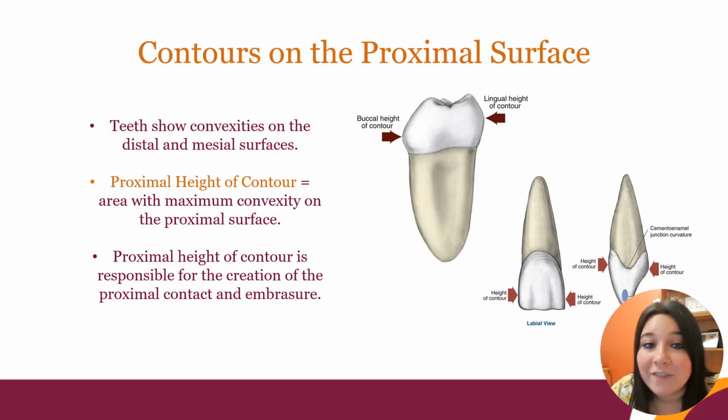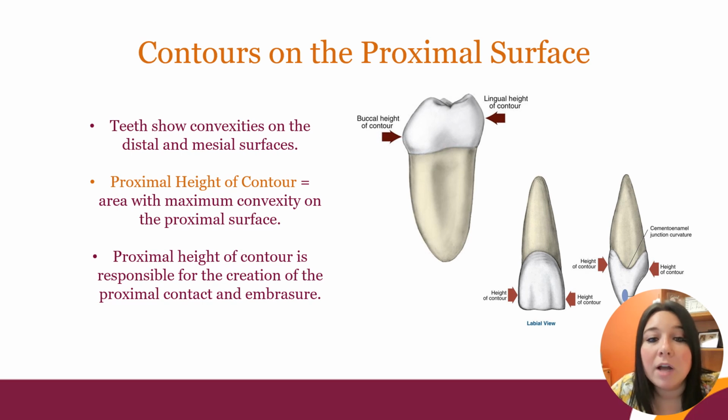Contours are convexities on both the distal and mesial surfaces of our teeth. Each tooth has a proximal height of contour, which is the area with maximum convexity that is on the proximal surface. As you can see in the picture here, there's a buccal height of contour, a little bit lower on this molar. There's also a lingual height of contour, which is a little bit higher. This does vary per tooth.